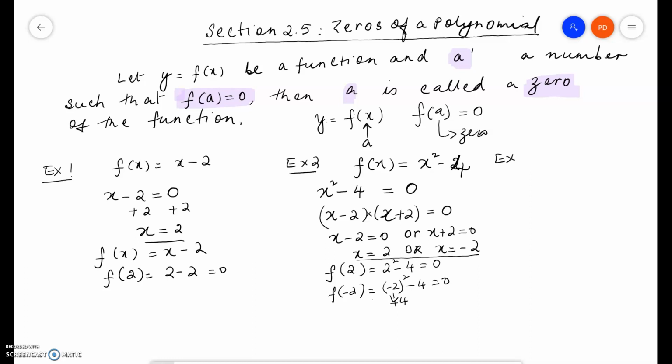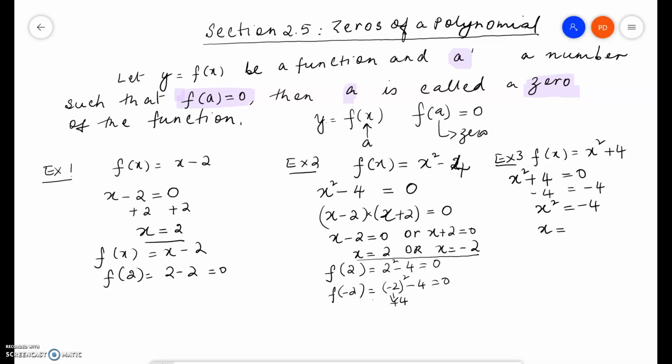Let's look at another example. Suppose we have f of x equals x squared plus 4. How do we find the zeros of this function? We take x squared plus 4, which is f of x, and equate it to 0 and find the numbers at which x squared plus 4 equals 0, which means we have to solve this equation. Subtract 4 on both sides. So we get x squared equals negative 4.